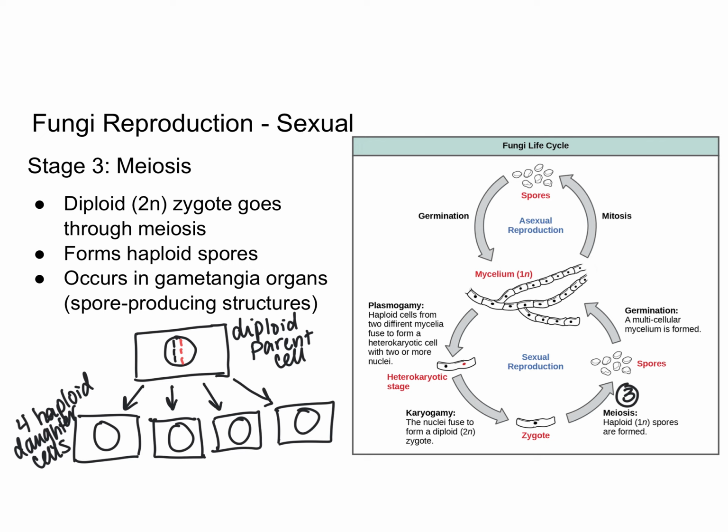So these daughter cells might have a combination of, let's say, maybe 2 black chromosomes and a red one. And then maybe this one has 2 red chromosomes and a black one. And then maybe this one has 3 black chromosomes, and this one might have 3 red chromosomes. So these 4 haploid daughter cells are genetically different from each other.